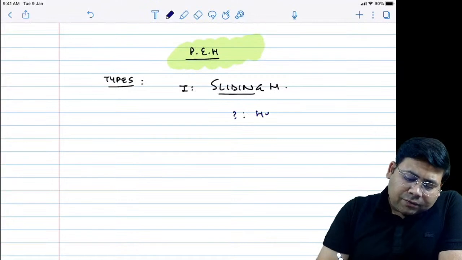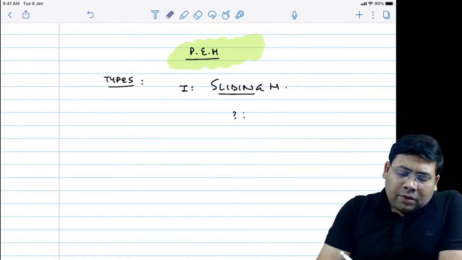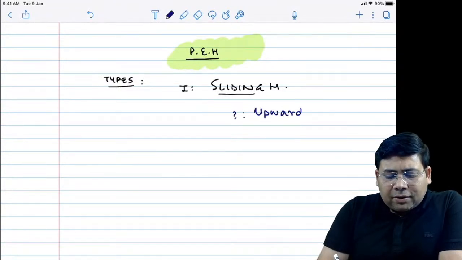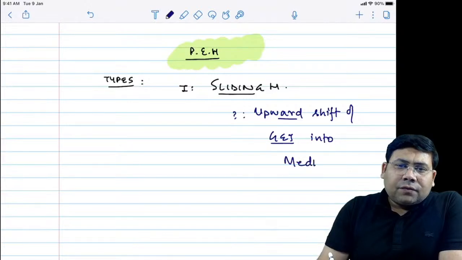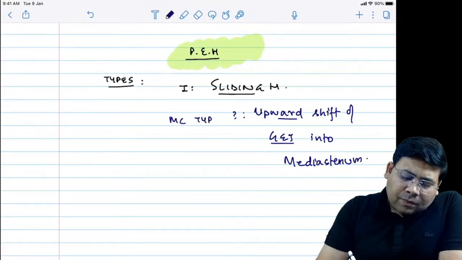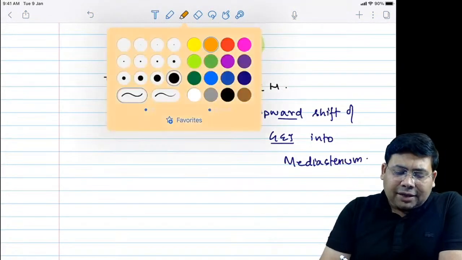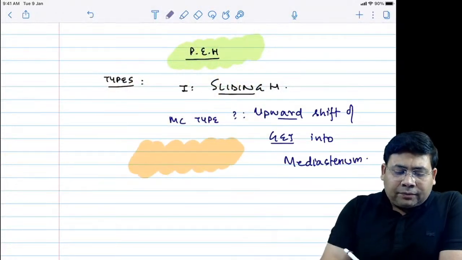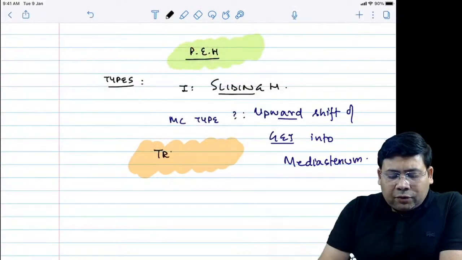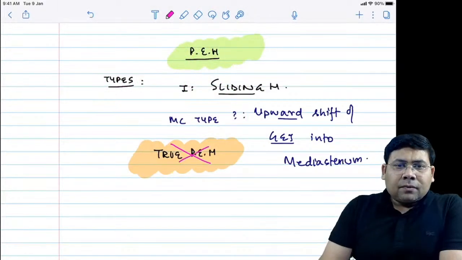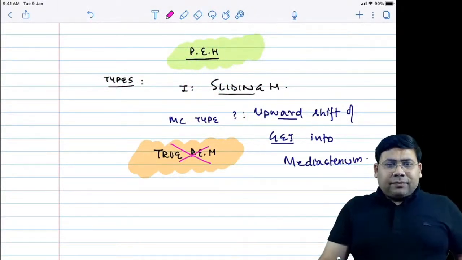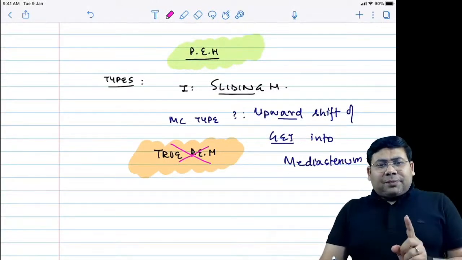This is herniation of, or you can say upward shift of the G junction into the mediastinum. Simple. Let's say this is the most common type. And do you know the fact? The irony is that it is not a true PEH. Why? Because nothing is going out via the hiatus. In a true sense, it is not a PEH, because it is not going out through the hiatus basically.